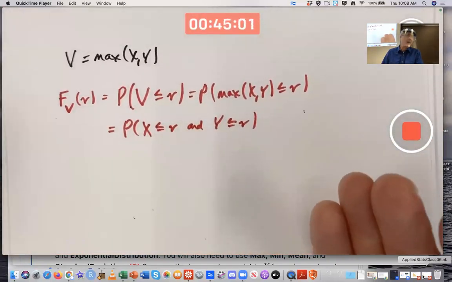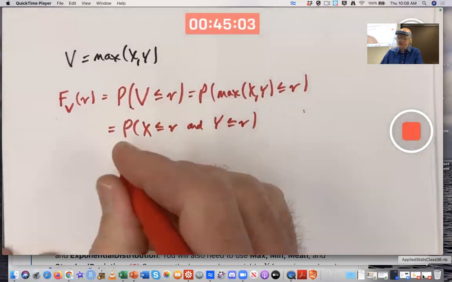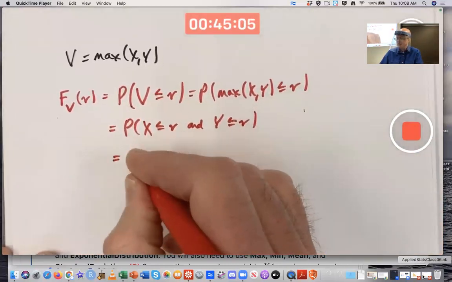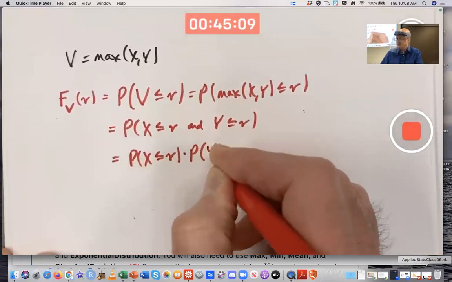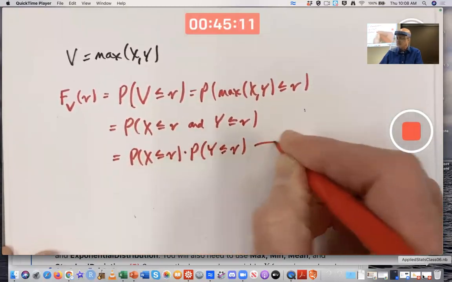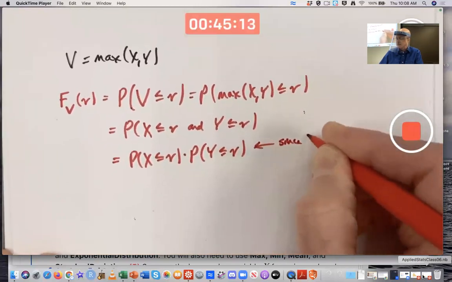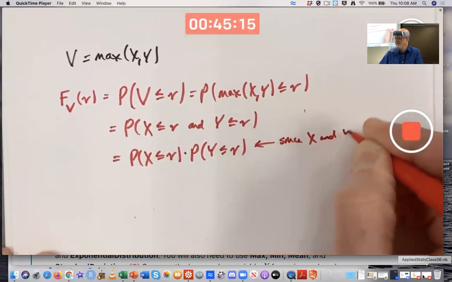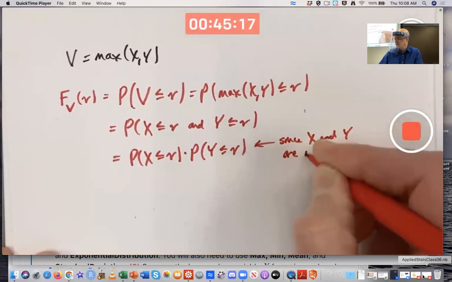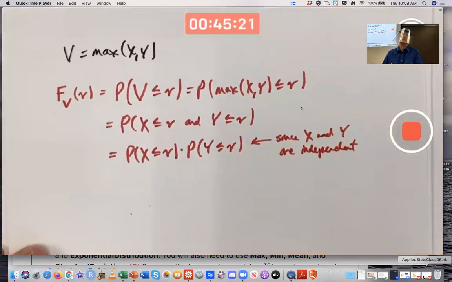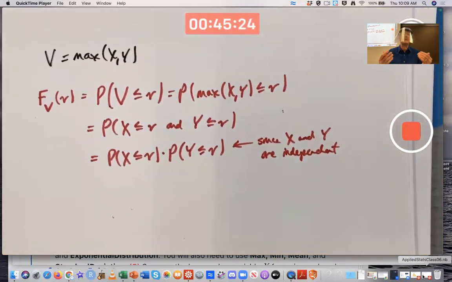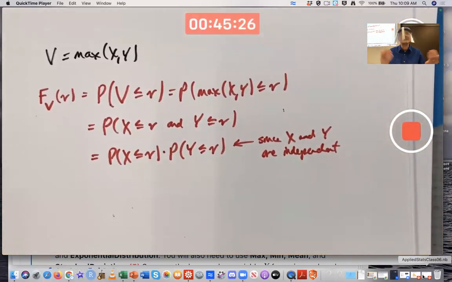And here's where you use independence. Assuming x and y are independent, we can use the multiplication rule for independent events, since x and y are independent. We're making that as an assumption. When you're doing simulations, if you simulate them separately with RandomVariate, that will automatically be true. RandomVariate is simulating them independently.